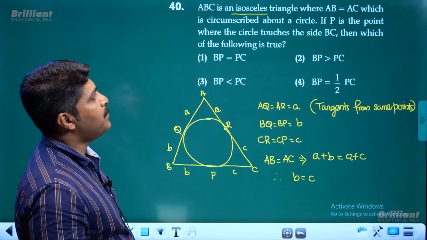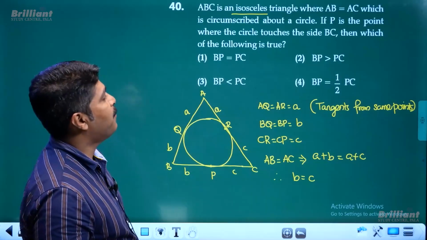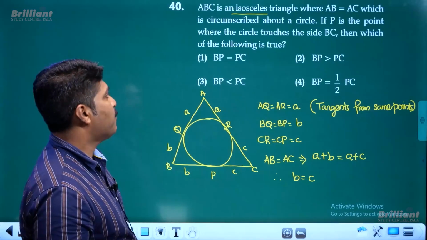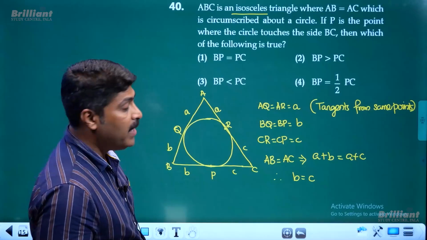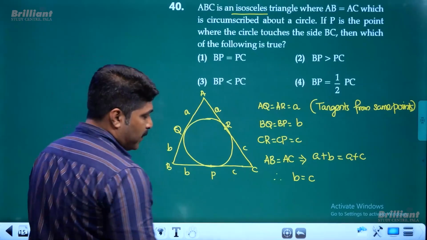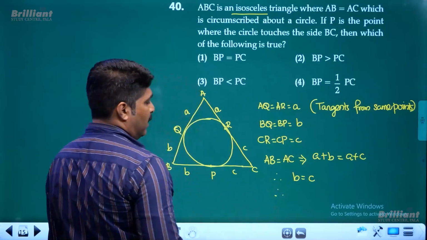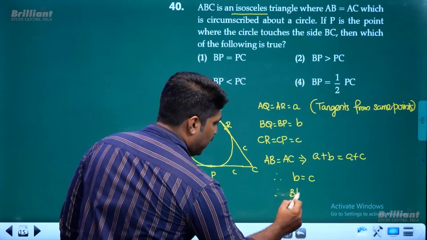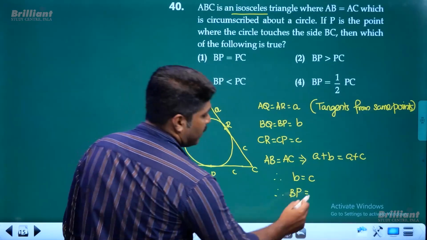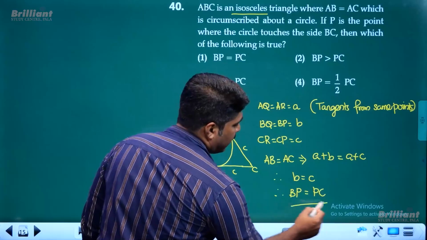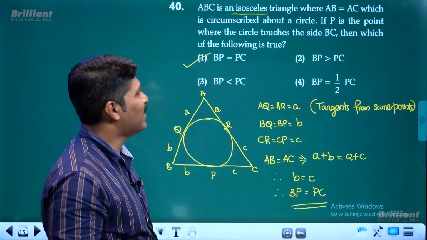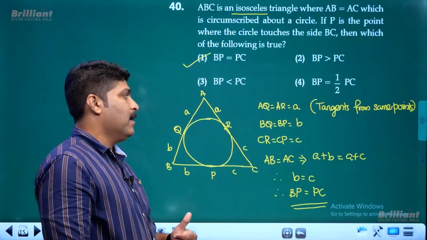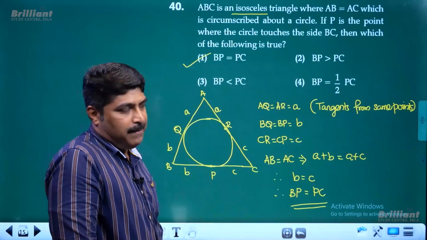If B equal to C, what are we going to find out? Which of the following is true? So here we are considering the relationship between BP and BC. As B equal to C, we can conclude BP equal to PC. Therefore, it's directly given in the options that BP equal to PC. So this is the proof actually.